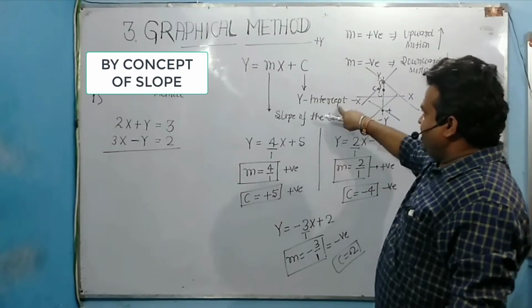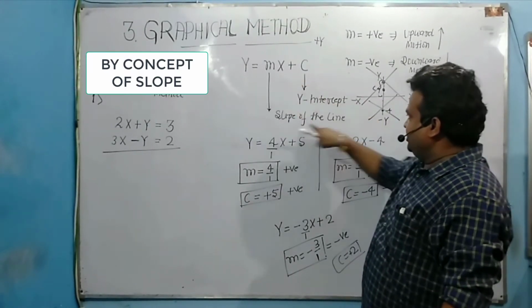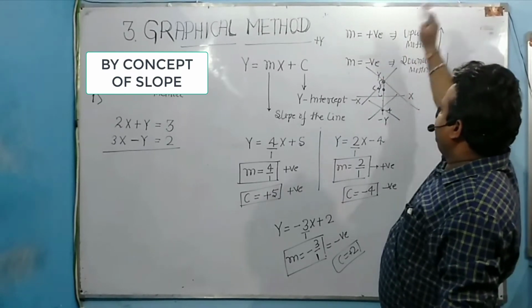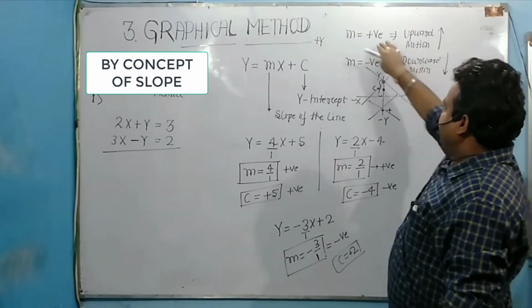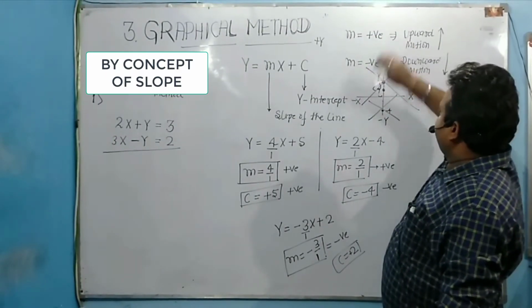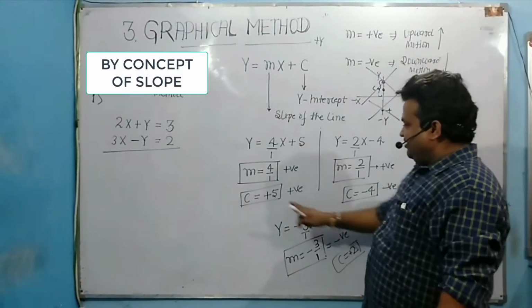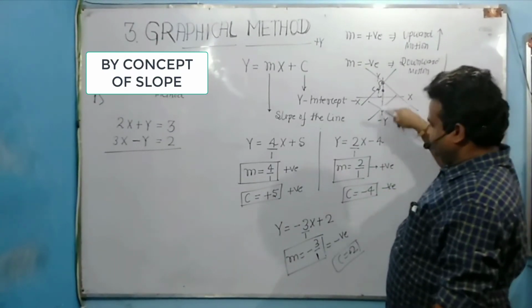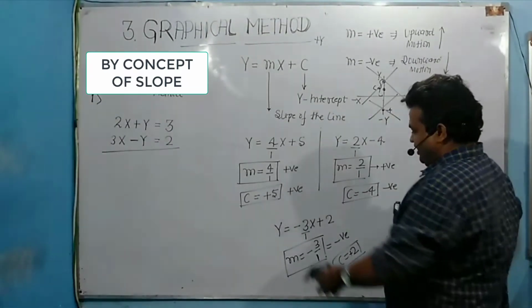C is the y-intercept. What is m? M is the slope. M can be positive, it can be negative. If it is positive, then you go upward. If it is negative, then downward. It means upward means the slope is positive, downward means the slope is negative. Now, if c is positive, the line point is upward. If c is negative, the point is downward, below the line.